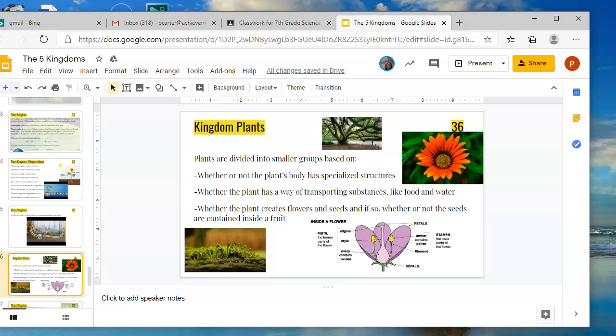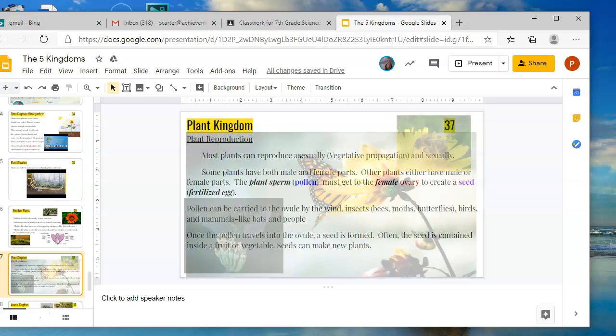Kingdom plants. Plants are divided into smaller groups based on whether or not the plant's body has specialized structures, whether the plant has a way of transporting substances like food and water, whether the plant creates flowers and seeds, and if so, whether or not the seeds are contained inside a fruit.